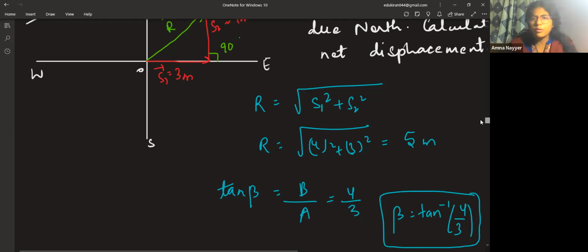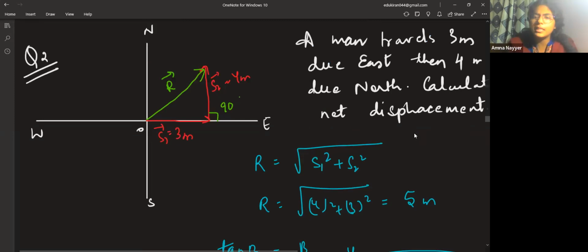One more question I want to discuss, which has repeatedly come in the exams, and then we'll start with a new topic, resolution of vectors.